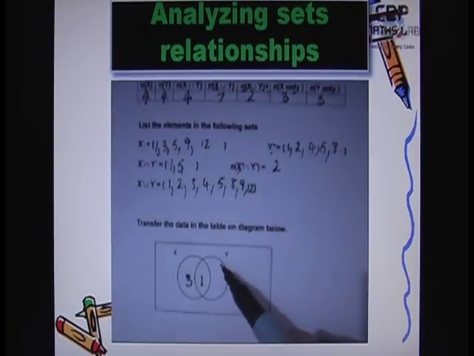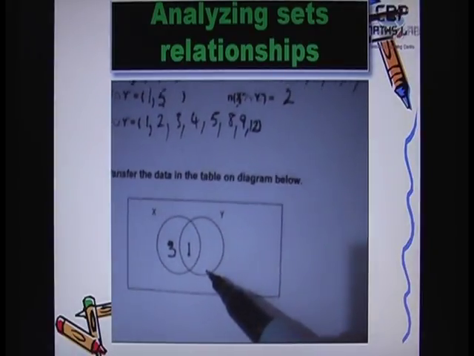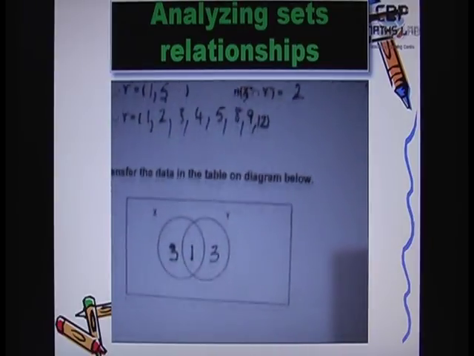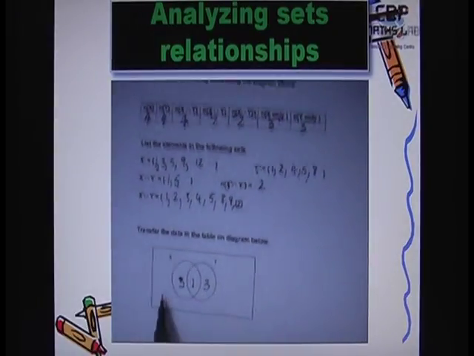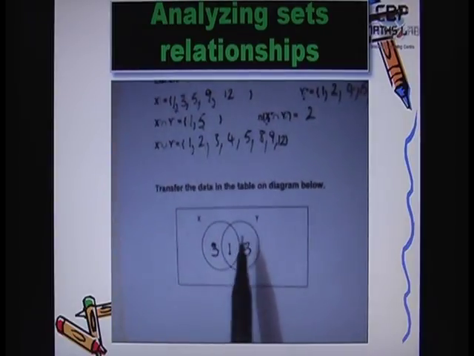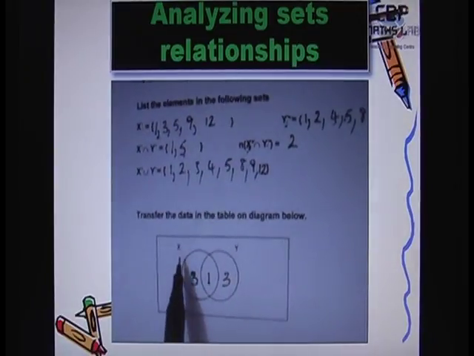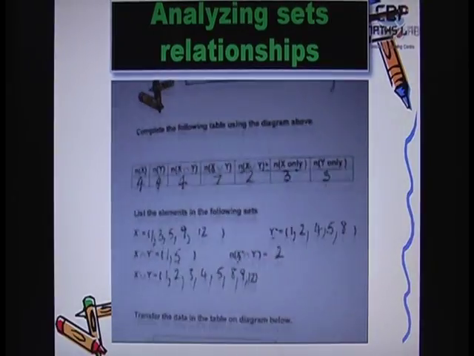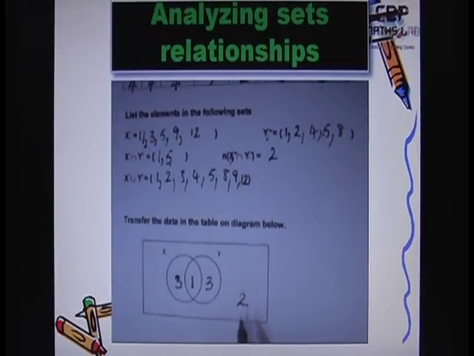Now this region is what? Y only. Isn't it so? This is what? Y only. And how many elements in Y only? 3. Very good. Now we note also that there's another part of this diagram that is not yet completely filled, which is the outside. There are 2 elements right here that are not in X nor Y. Therefore, these 2 elements form the complement of the union of X and Y. So we're going to put what? 2. Anywhere you want to put it, doesn't matter.